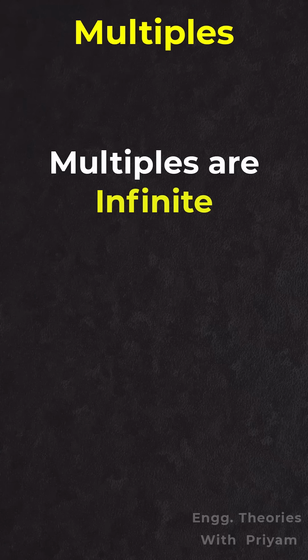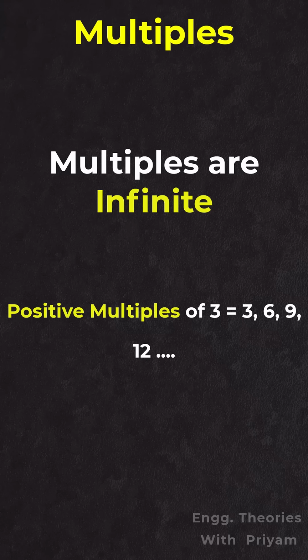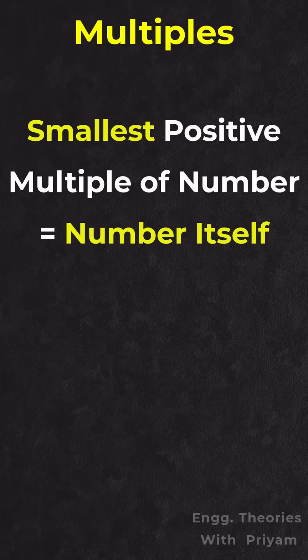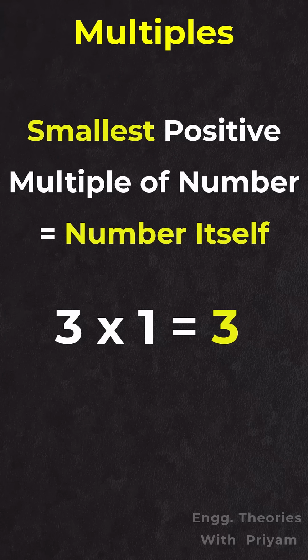Multiples are infinite in both positive and negative direction. Positive multiples of 3 are 3, 6, 9, 12, etc., while negative multiples of 3 are minus 3, minus 6, minus 9, minus 12, etc. The smallest positive multiple of a number is the number itself. For example, the smallest positive multiple of 3 is 3.